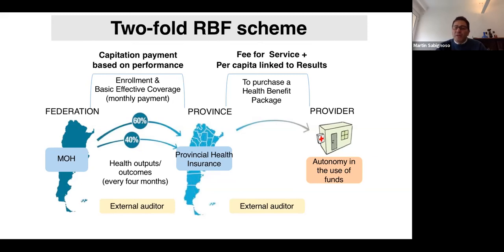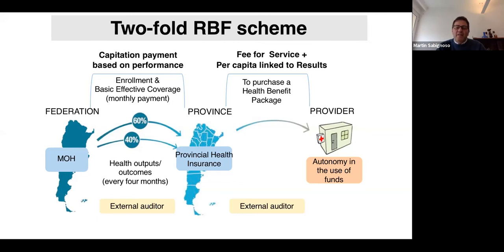They have to enter a results-based management agreement with each health center, with each public hospital, and they can purchase those services using a fee-for-service mechanism that is linked to preventive services, and a per capita payment that is linked to results. And another key feature is that for the first time, health centers and hospitals have autonomy to use these funds in order to cover their local necessities.